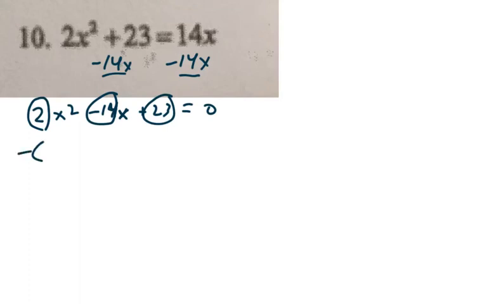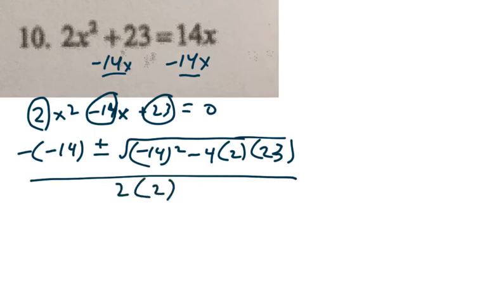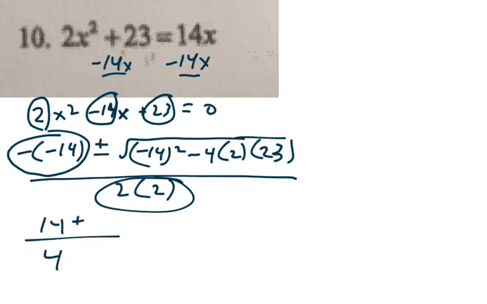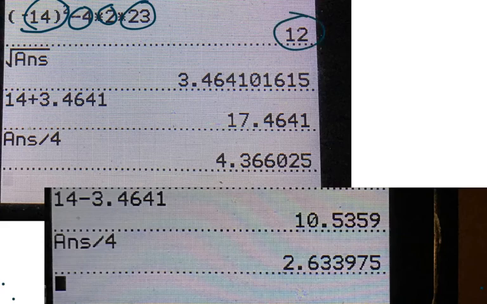So I'm going to do the negative of the b. B was negative 14 now, plus or minus square root of b squared minus 4 times a times c, all over 2 times a. All right, 2 times 2 is 4, and of course, whoa, wait a minute, what's negative of negative? Positive, right? So we have a positive 14 over 4 plus or minus square root. Now, what is all of this in our calculator, guys? If I do b squared minus 4ac, I get 12.